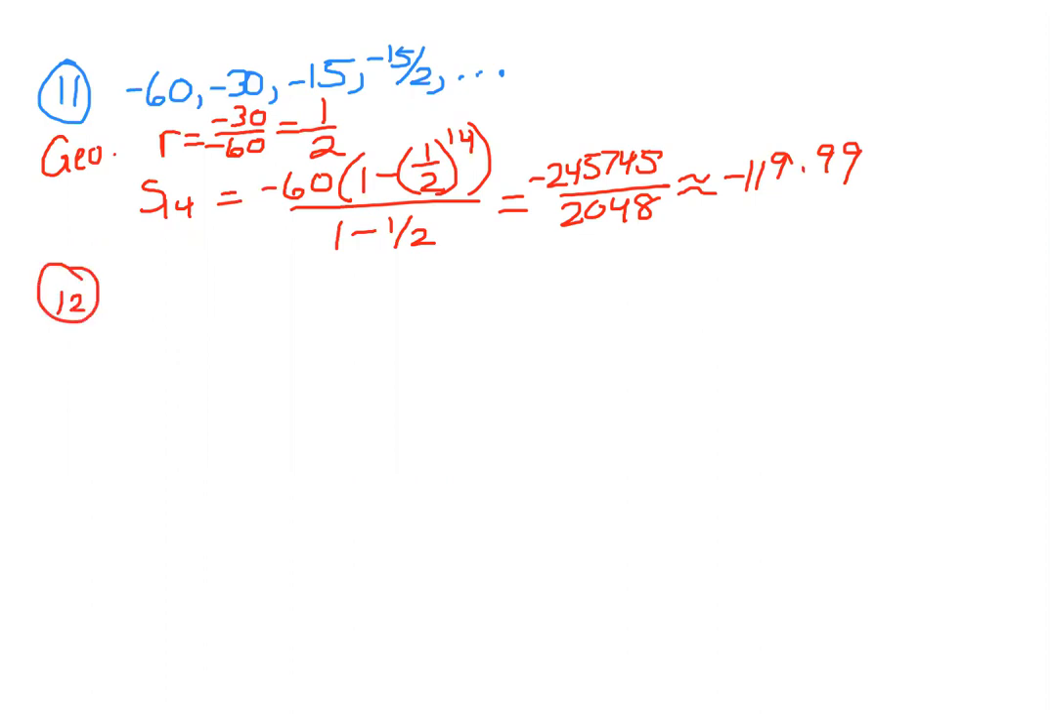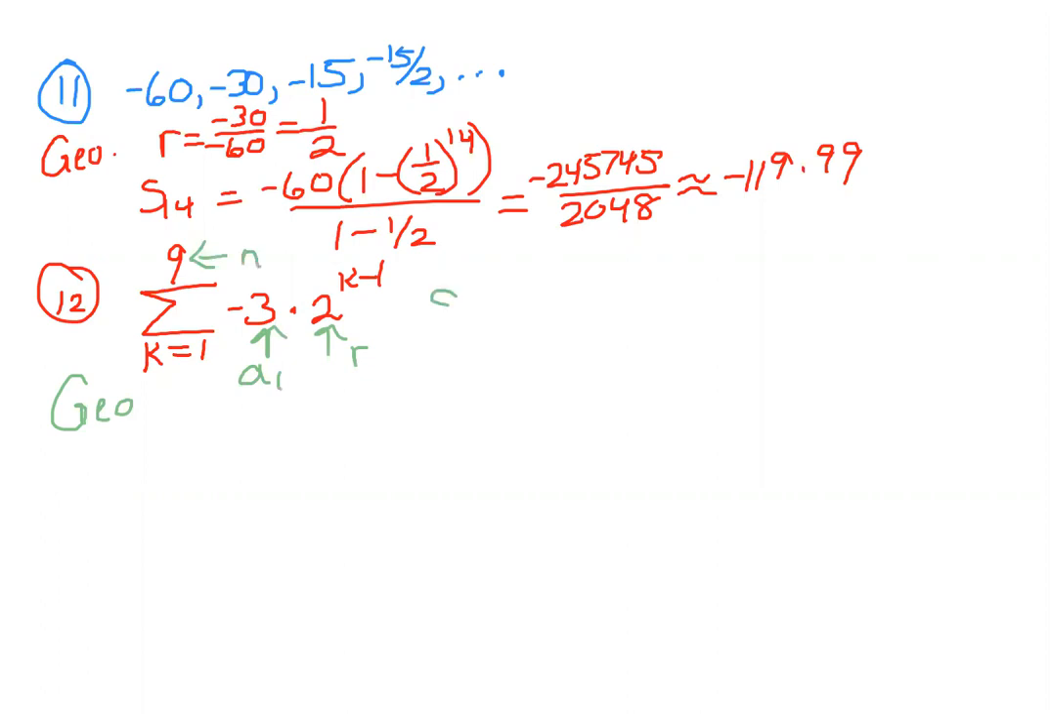This one's easy. When it's in summation notation, you can easily tell whether it is geometric or arithmetic by the form that it has. So what does this one look like? This is geometric. And there's R, there's A1, and there's N. So we'll say S9 equals A1 times 1 minus R to the 9th over 1 minus R. And you'll get negative 1533.